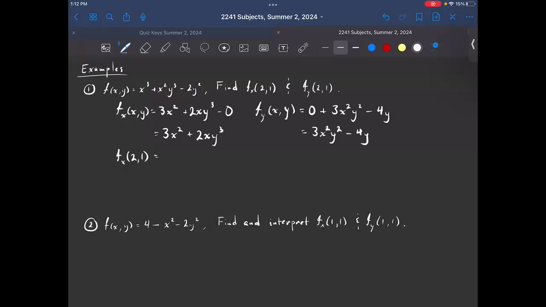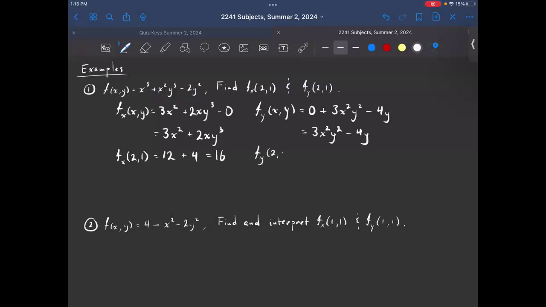And if I plug in 2 for x here, I get 12 plus, and then y cubed, 1 cubed is 1, times 2 times 2, so 4 here. And then my first derivative is 16 at that point. So pretty steep line in the x direction at that point. All right, next up we have our y derivative.